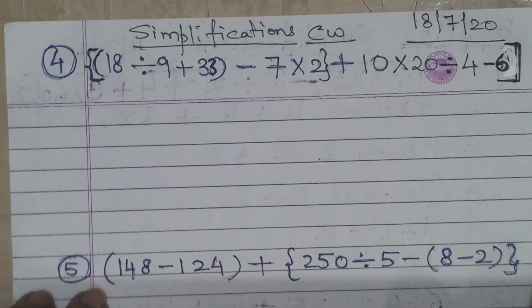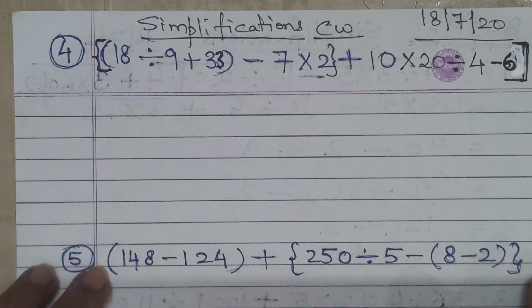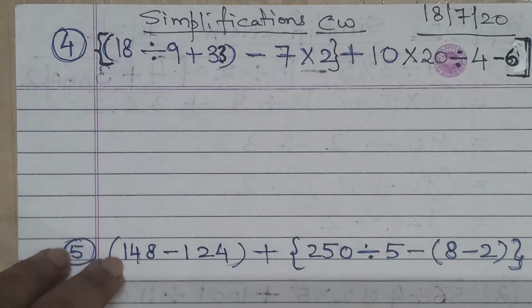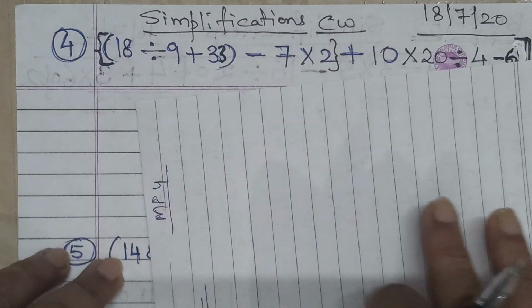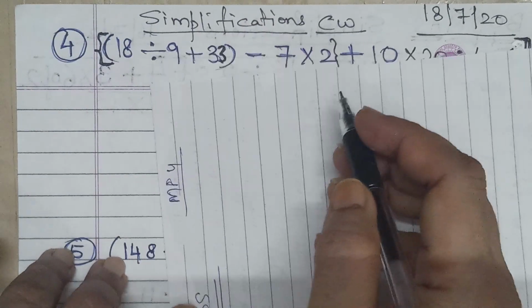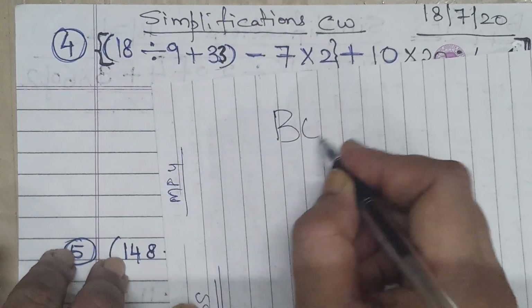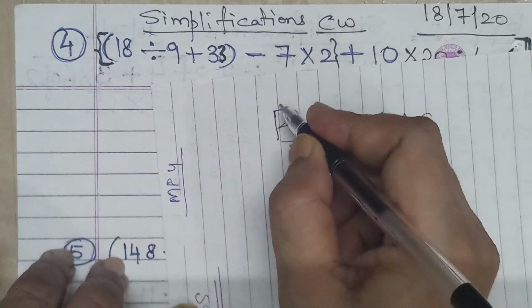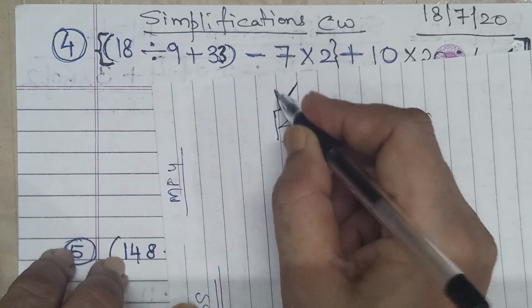Now, hello students. This is the simplification chapter in which we are going to use the BODMAS rule, and we all know the BODMAS rule says that you have to solve the bracket first.